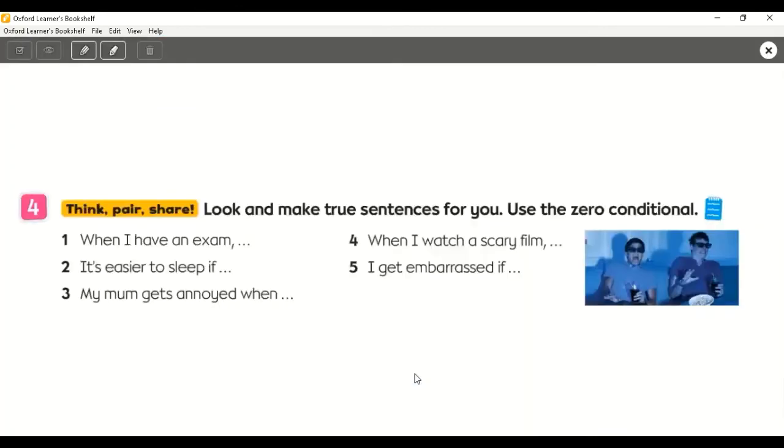And now this is your homework. Look and make true sentences for you. Use the zero conditional. When I have an exam, you have to complete the sentence. It's easier to sleep if, and you have to complete the sentence. My mom gets annoyed when I watch a scary film, I get embarrassed if. So here you have to complete the sentences and this is your homework for the next time.